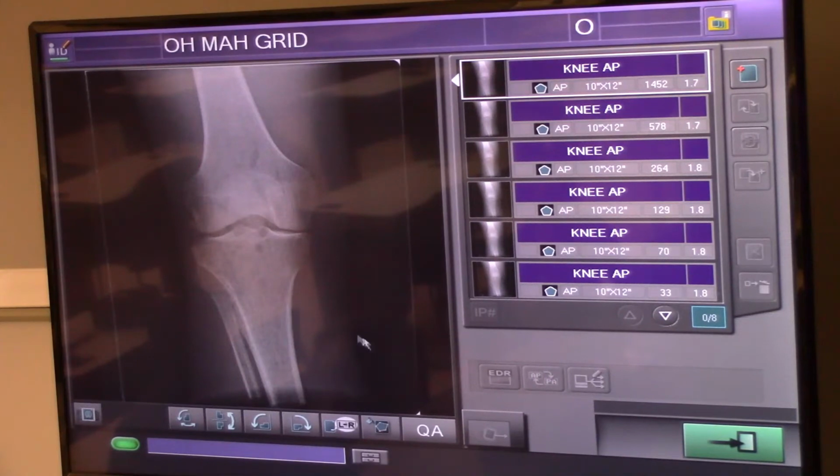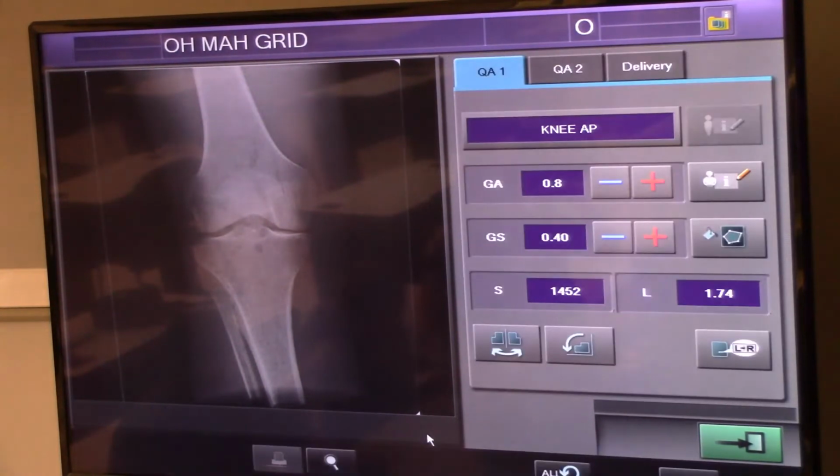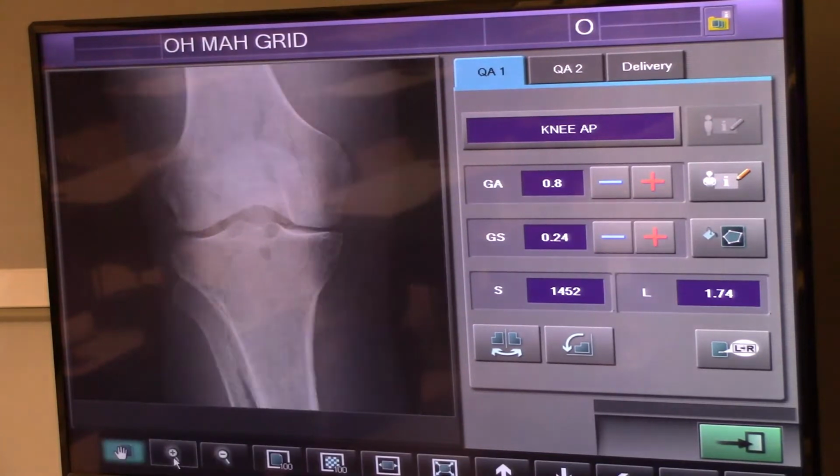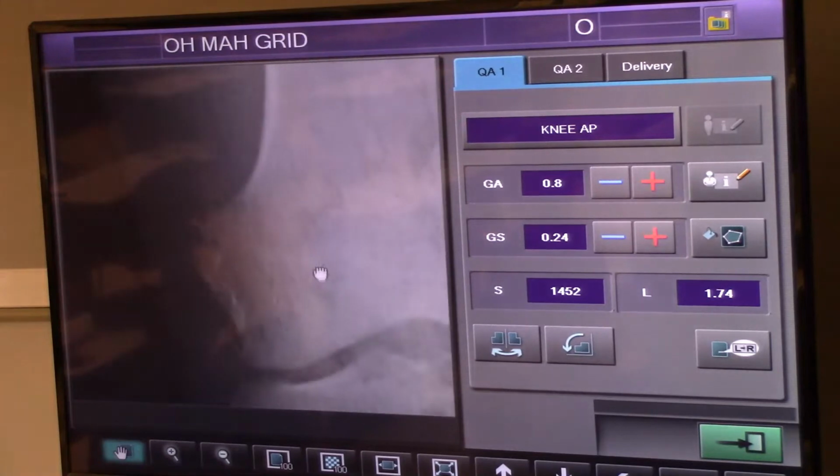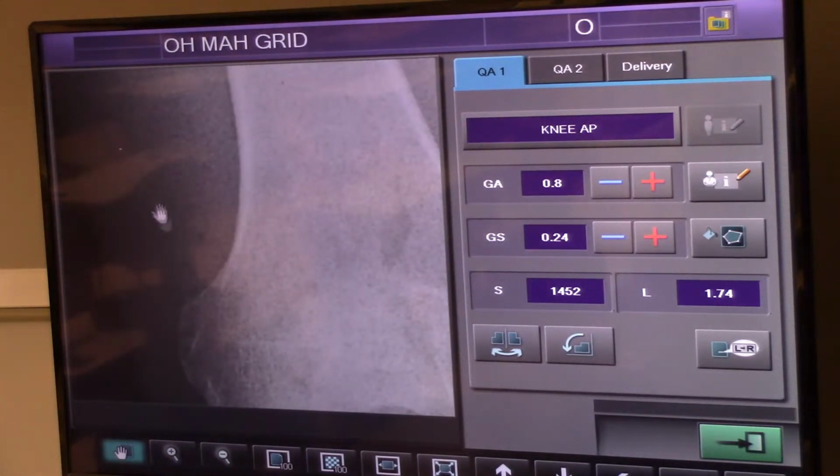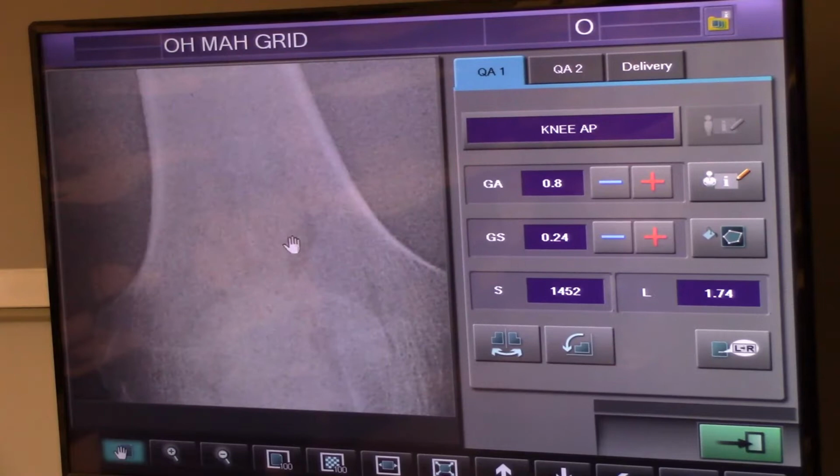Okay, so how does this image look? This one has an S number of 1452, so we know it's underexposed. We kind of knew that going in, right? Is it too underexposed though? Can we see the patella? Yeah, we can. And if we zoom this, do we see quantum mottle? Yes, we do, right here. Okay, so we have quantum mottle. This is no good. We need to repeat this image.